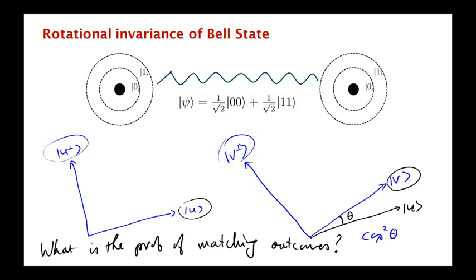Okay, so the same reasoning holds if we happen to get u perp as the outcome of our first measurement. Well, then the state of the second qubit must be u perp as well, because they completely match. But now if we measure the second qubit in the v perp basis, what's the chance we get output v perp? Well, it's still cosine squared theta.